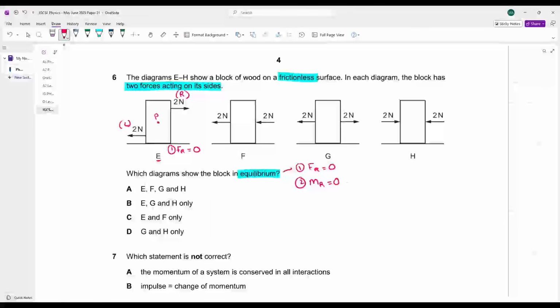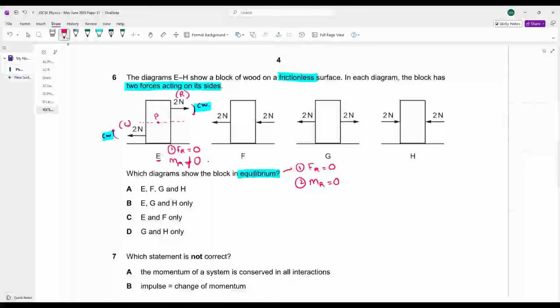What about resultant moment? Can you realize that this 2 Newton force will rotate the object in clockwise direction? This 2 Newton force will also rotate the object in clockwise direction. तो बेटा मोमेंट सिर्फ किस डायरेक्शन में है? सिर्फ क्लॉकवाइज डायरेक्शन में. Hence, resultant moment is not equal to 0.